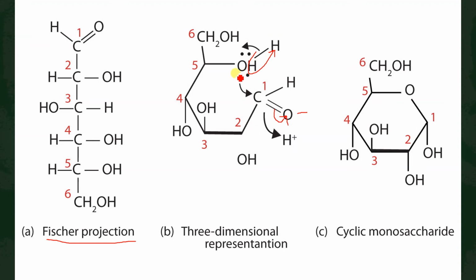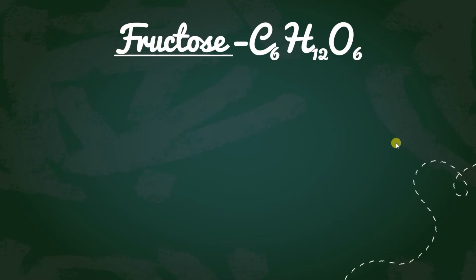This is the lone pair. Here it will be negative charge and here it will be positive charge. So this will be the bond forming. I hope it is clear. Okay. So this is a cyclic monosaccharide, or you can say the Haworth structure of glucose. Now tell me whether it is alpha or beta. See, first carbon OH you have to check. It is downside, so it is alpha. Hope it is clear.